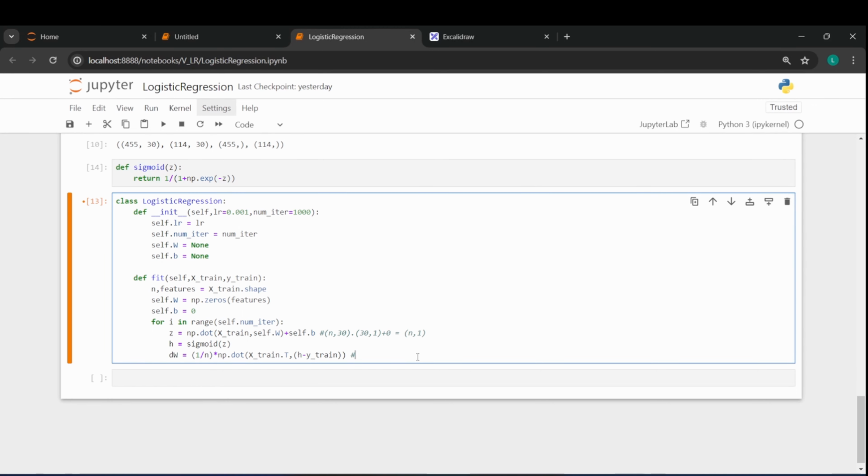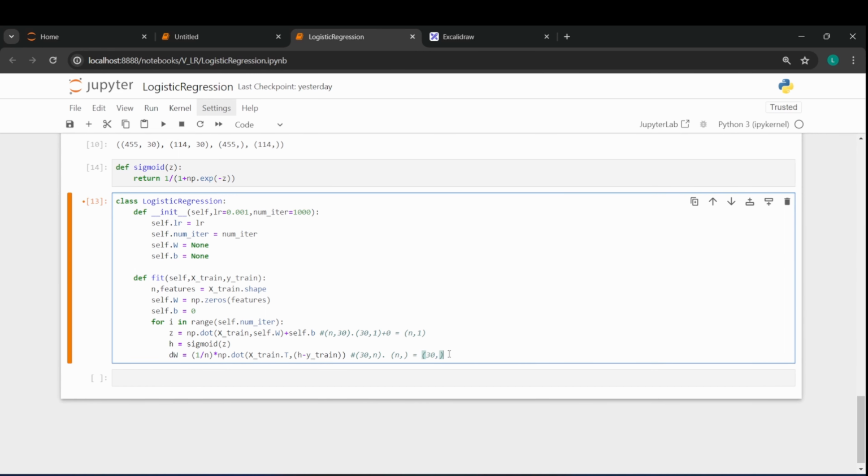Let's say the shape of x train is n comma 30, its transpose shape will be 30 comma n, and the shape of h and y train will be n. And if we apply dot product for this, we will end up with a shape of 30, which is exactly what we need. We just have to calculate the dou by dou w value for all the features, and we have stored it in the dw.